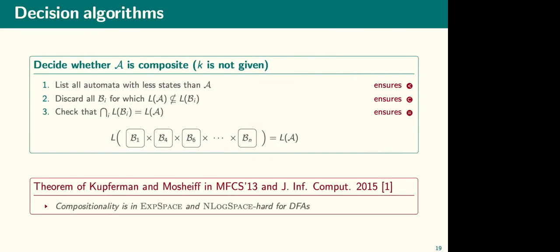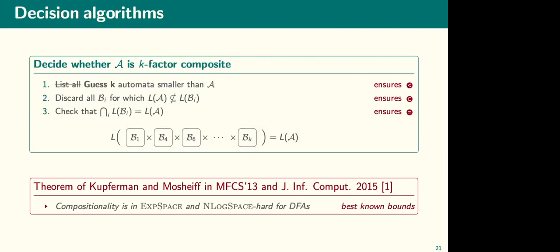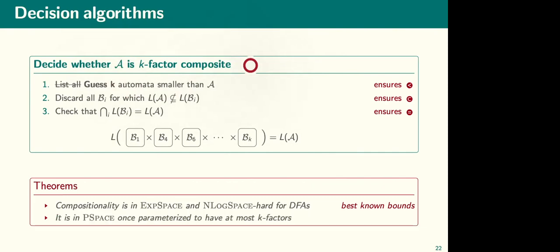Orna and Jonathan published this EXPSPACE upper bound, but also provided an NL lower bound. Yet the precise complexity of compositionality is open, with this doubly exponential gap. As a side remark, the algorithm is mostly the same when we bound the number of factors with a given parameter k. But the complexity becomes PSPACE because the size of the product is bounded polynomially.